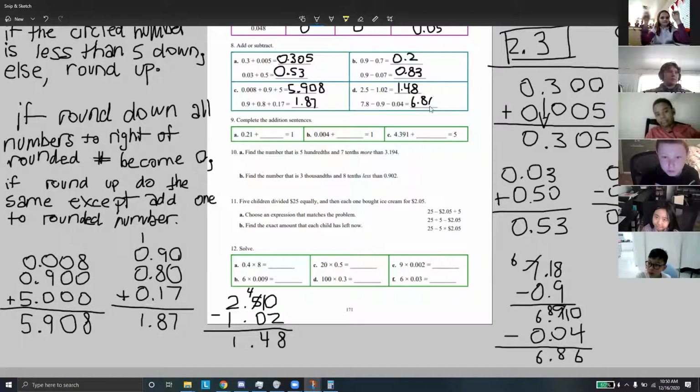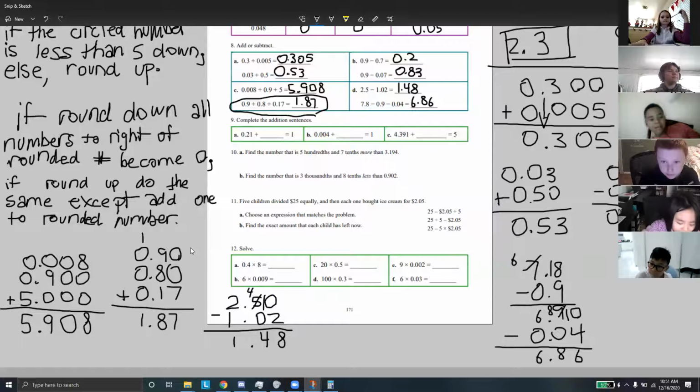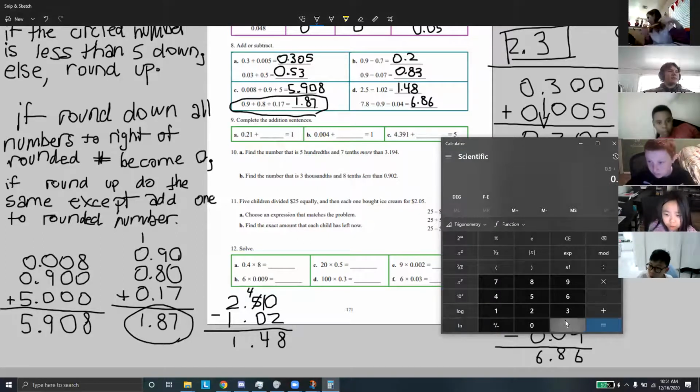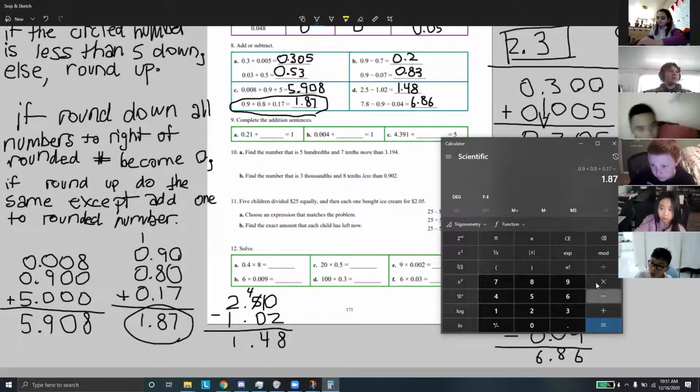Mr. Barry, I think you did the bottom of problem C wrong. Oh, I do this one. 9 plus 8 is 15. It's going to be 1.5. Plus 1 is 1.67. Oh, so I was right. Okay. Is it right around here? Oh. Well, let's see. 0.9 plus 0.8 plus 0.17. 1.87, right? Or no? Is it that one?